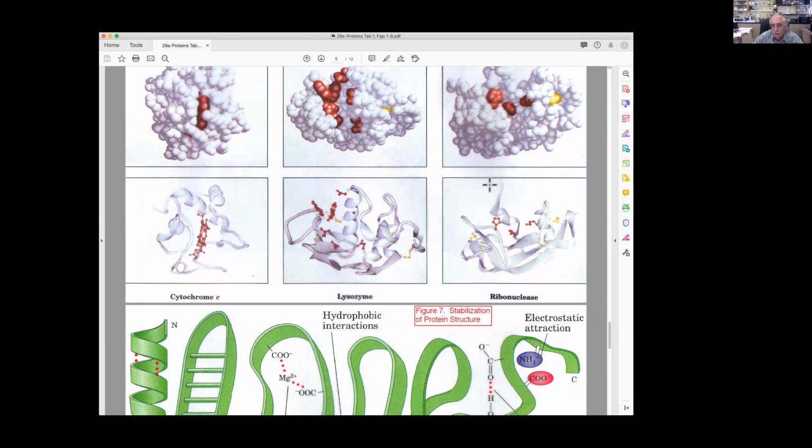So ribonuclease is an enzyme that breaks down messenger RNA. So you can see it probably lays right across here, lays probably right across there, and it cuts it.